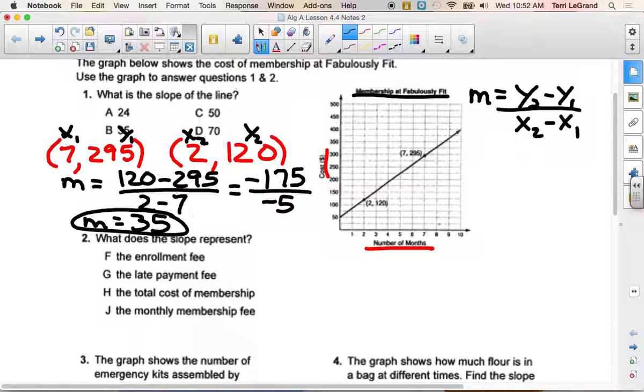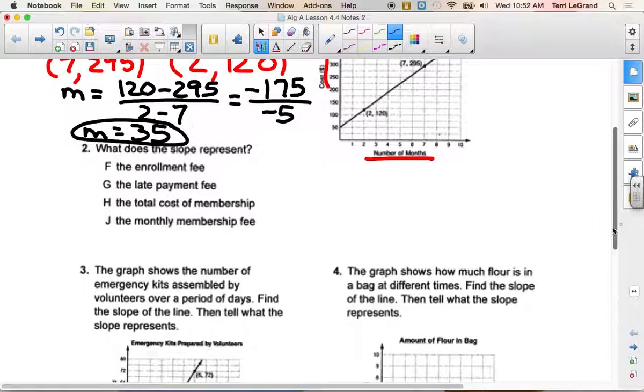So yes, Trey. Now do we have to label what the slope represents? Okay, well now we have to choose the one that is the multiple choice answer, which is B, right? Okay, so B is the correct slope. Now, we're going to move on, and it's going to help us decide what it's representing.